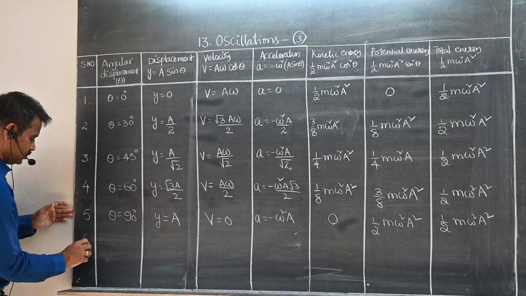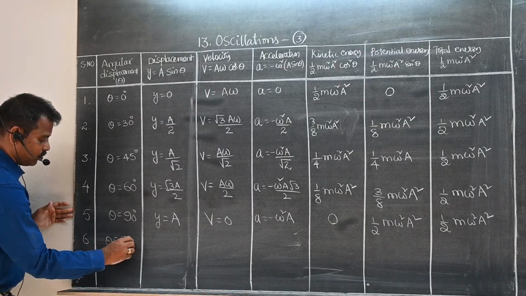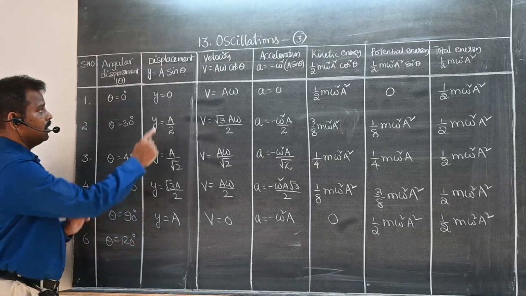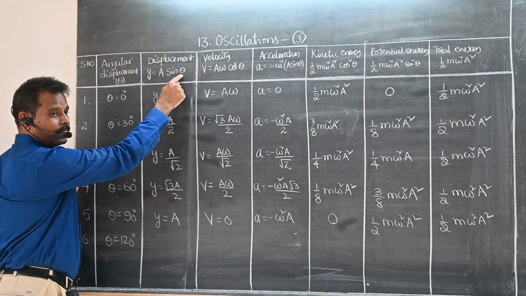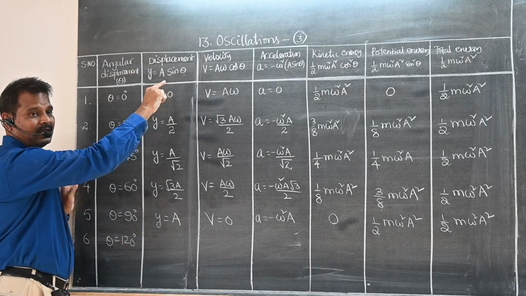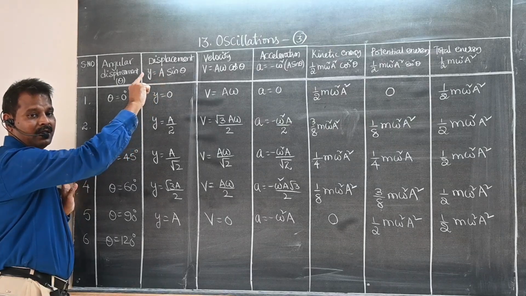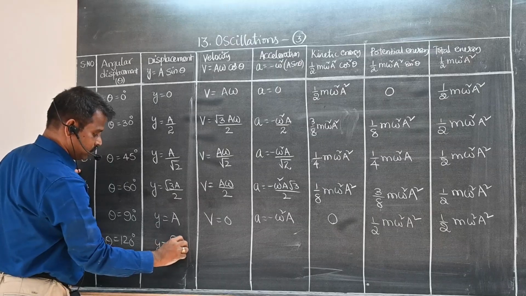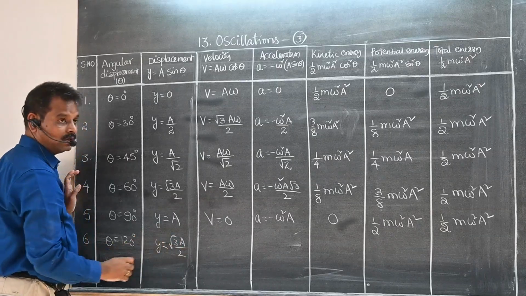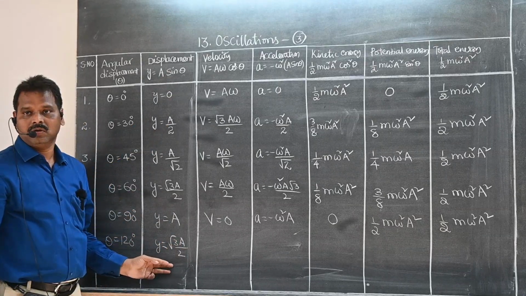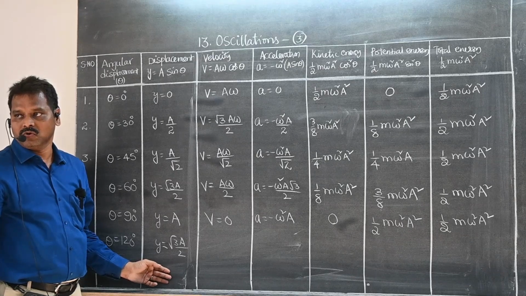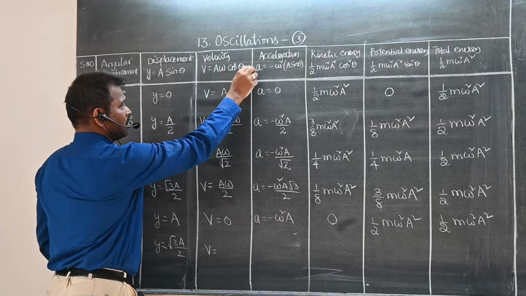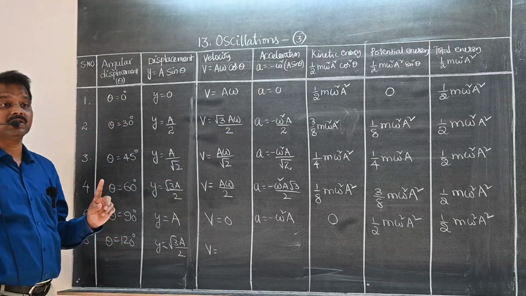And then the sixth one, theta is equal to 120 degrees. Sin 120 is sin 90 plus 30, or sin 180 minus 60, sin 60 only. So y is equal to root 3 A by 2. Second quadrant, sine is positive. Be careful. And then velocity v is equal to A omega cos 120, which is minus 1 by 2.